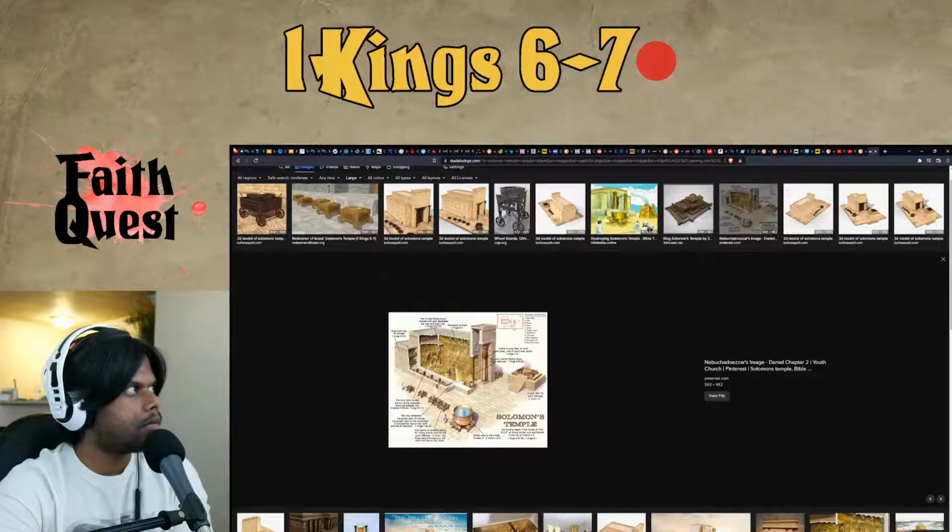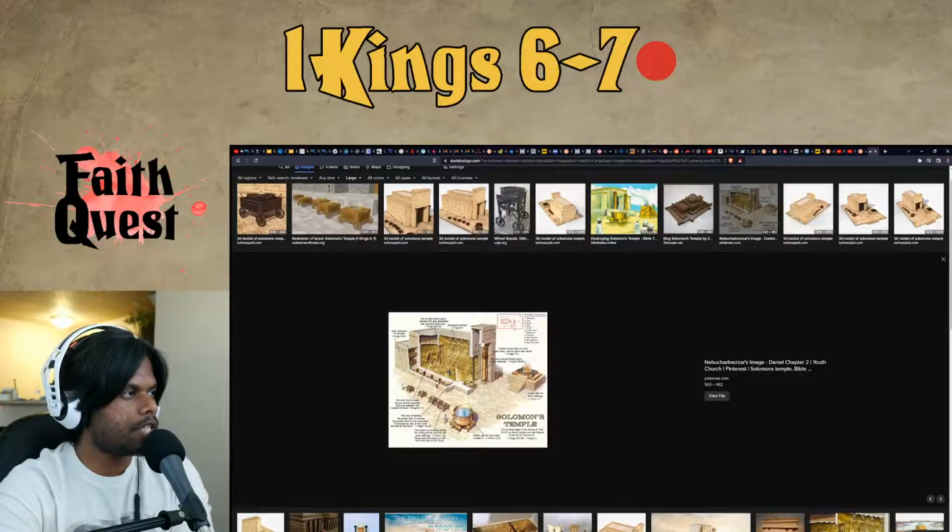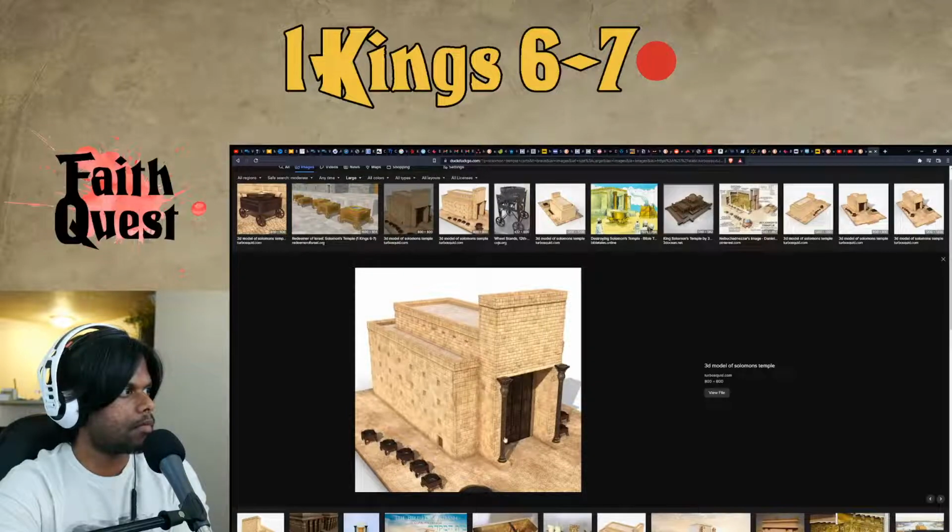And also on the opening were engravings, but the panels were square. I was going to say maybe the vestibule, maybe the side chambers didn't count for the width of the actual house of God. So that's why it looks like, okay, the temple is wider, but it's actually not. These are side chambers. And so the vestibule is the length of the width of the temple, not counting these side chambers. So maybe that's why a lot of them look like this, right? Because these are all side chambers. So that means this is 20 cubits.